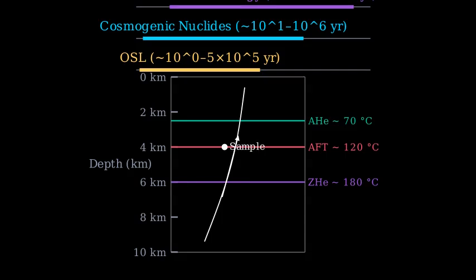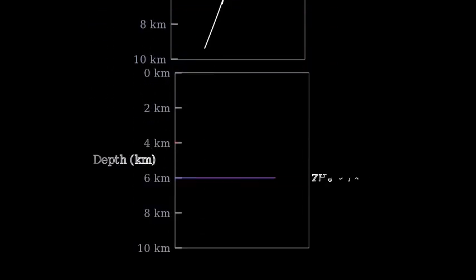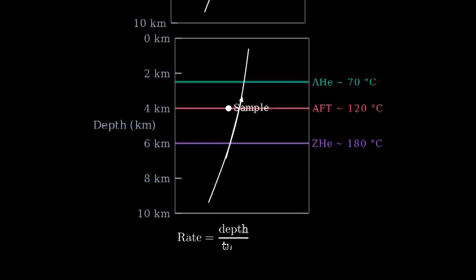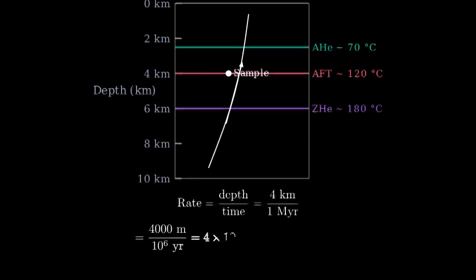Suppose our sample has an apatite fission track age of 1 million years and a closure depth near 4 kilometers, which corresponds to about 110 degrees Celsius in a normal geothermal gradient. The average exhumation rate is depth divided by time. 4 kilometers in 1 million years is 4,000 meters per million years, which is 4 millimeters per year.